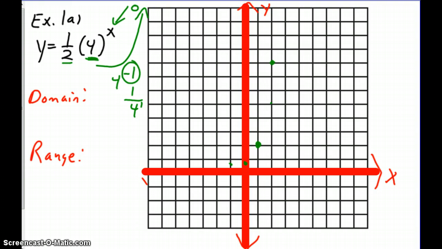Okay, let's do -2. How much is 4 to the -2 power? 1/16. Very good. It's 1 over 4 to the 2nd, which is 1/16. How much is 1/16 times 1/2? 1/32. Right. So it's going to be an even smaller number like this.